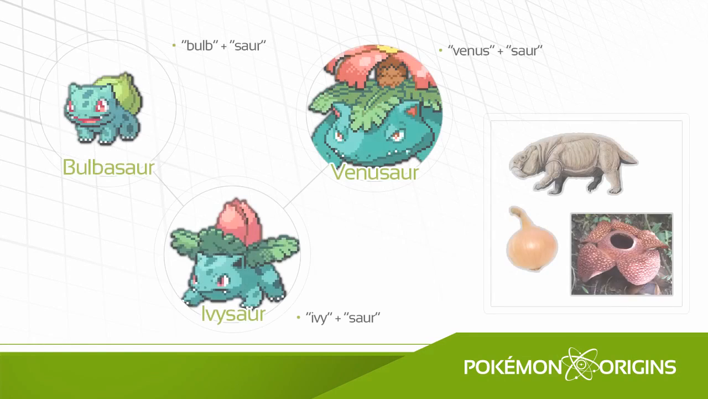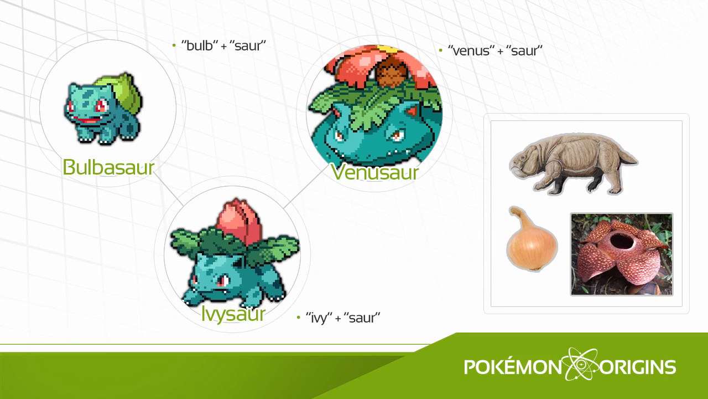First up we have Bulbasaur, Ivysaur and Venusaur. Of course they all have saur in the name, and that comes from the ancient Greek for lizard. Then they are prefixed with bulb and ivy, both related to grass and plants, and then Venus, which is a bit of a different one, but that probably comes from Venus flytrap, so that's where that links in there.